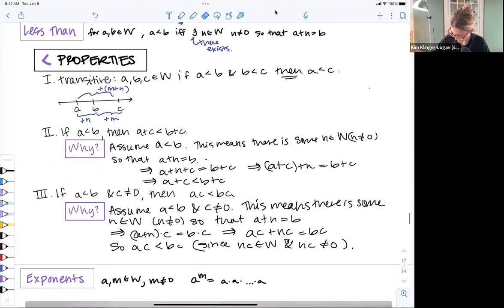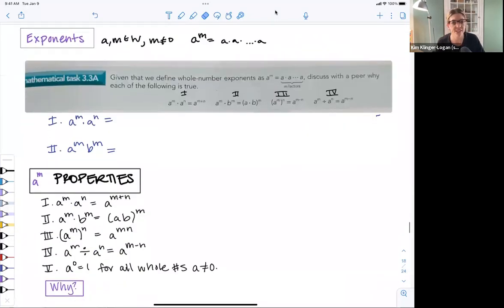Okay. So to finish off this chapter 3, we're going to talk about exponents as the last kind of operation. If I have two whole numbers, A and M, but I again assume that M is non-zero, then A to the power M is really just A multiplied by itself M times.